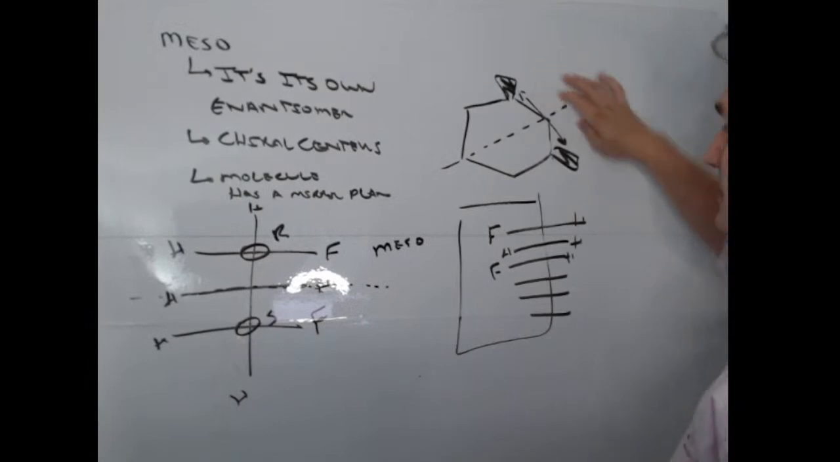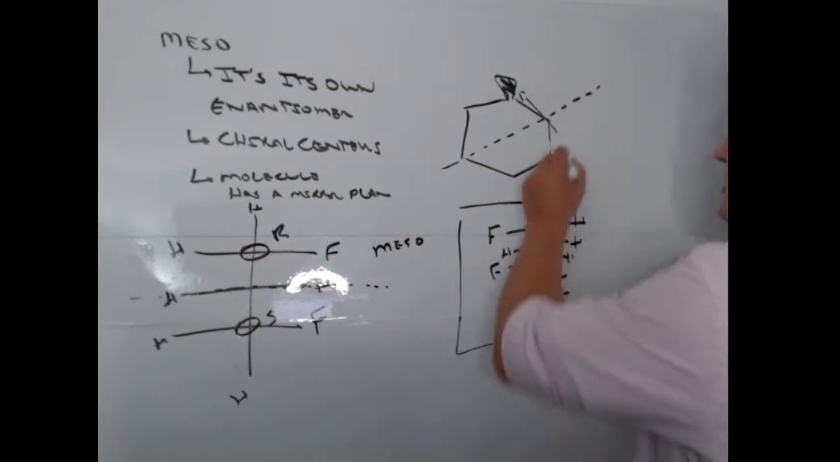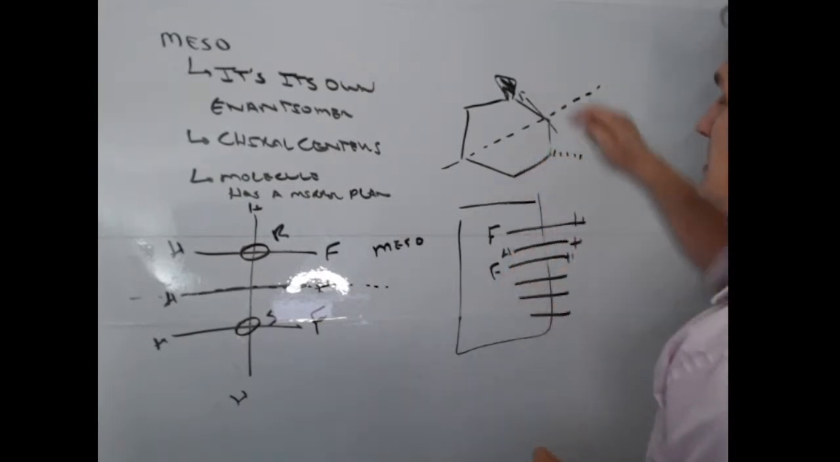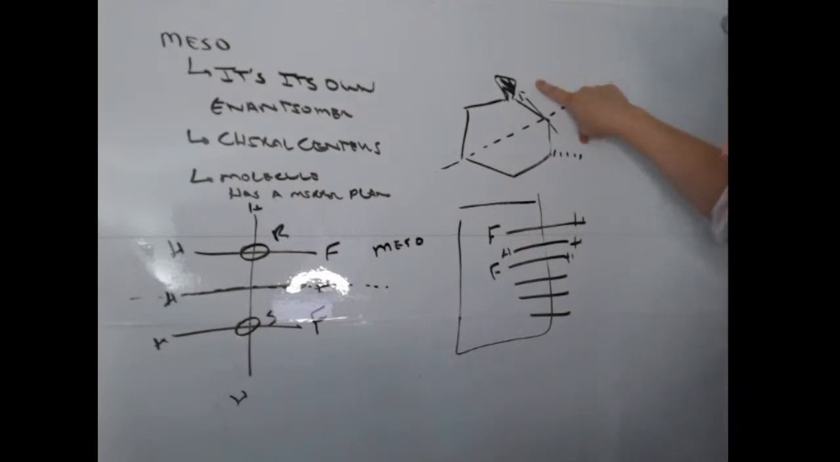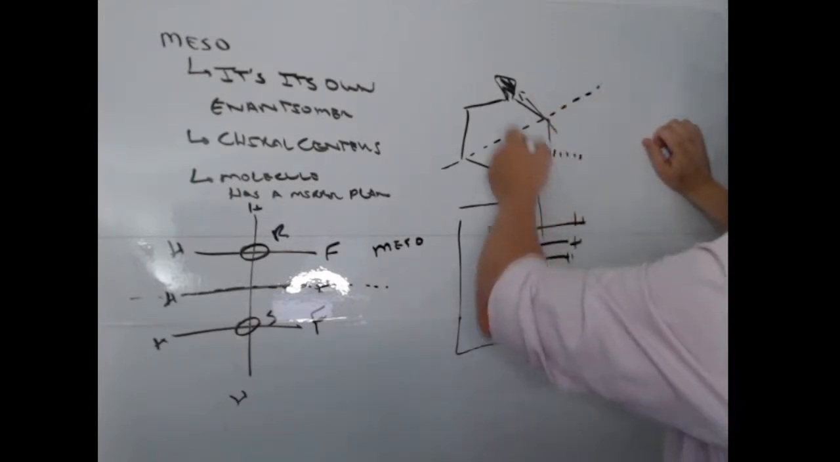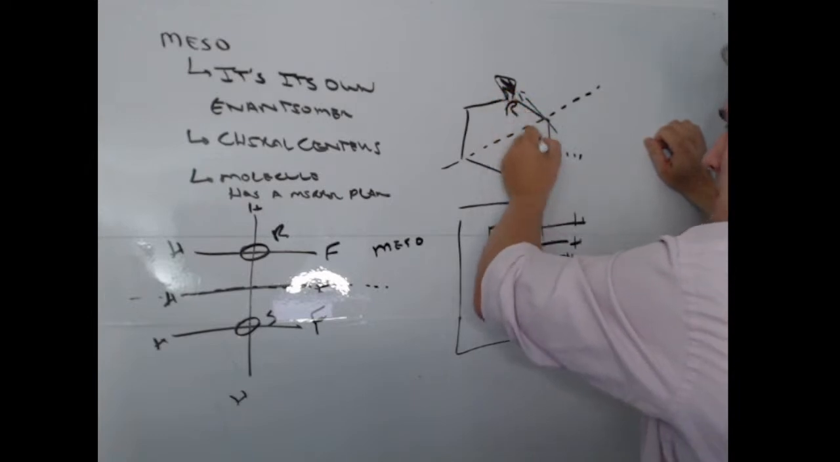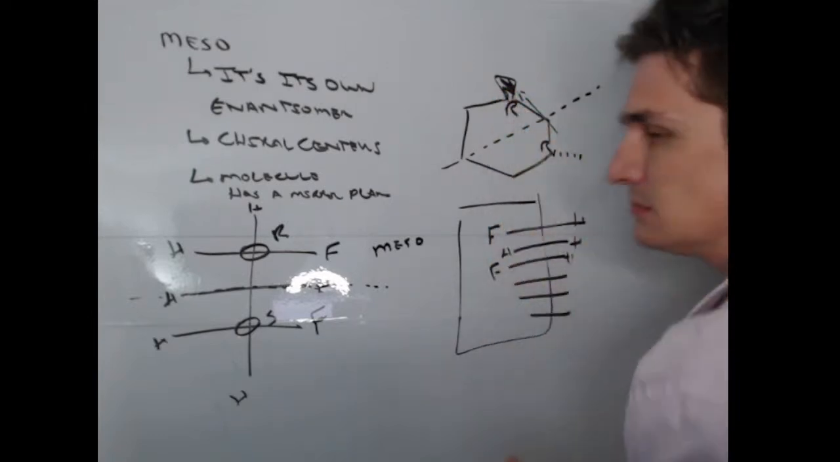So this is definitely meso, but when we do the mirror image, or we flip the R and the S, this ends up not being meso because there's no mirror plane. And if we do the analysis, this is probably R, and this will also be R.